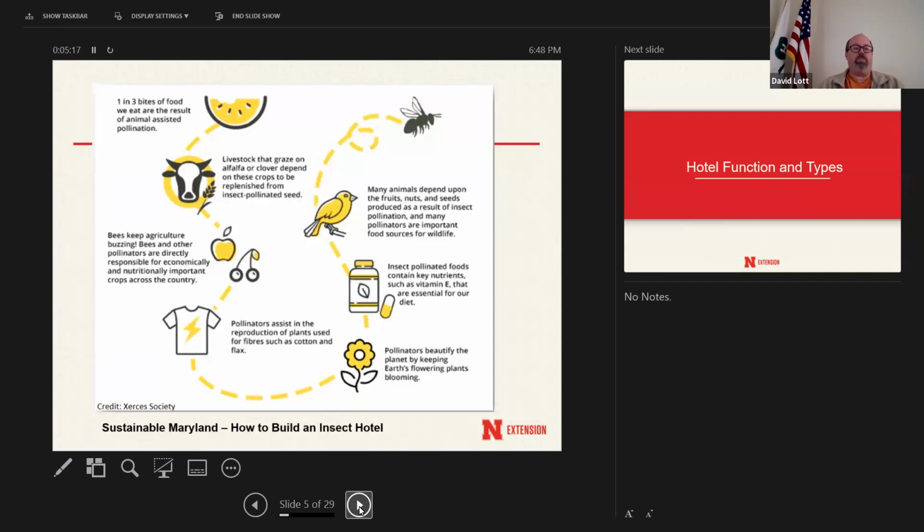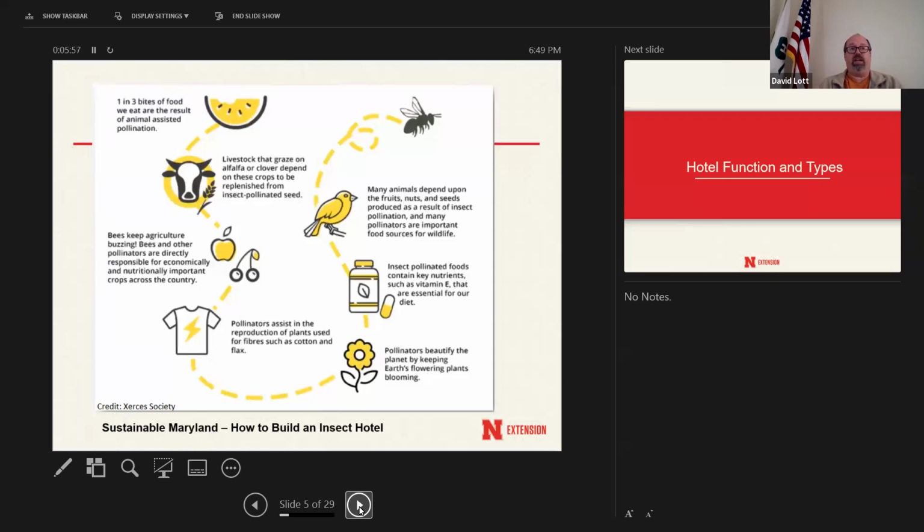It talks about how one in three bites of food that we eat are a result of animal-assisted pollination. Livestock that graze on alfalfa or clover require those insect-pollinated crops for them to graze on, which we've talked about in Nebraska. We need to make sure that we have healthy pollinator populations to help sustain our ability to graze cattle in the state. Bees keep agriculture buzzing. Bees and other pollinators are directly responsible for economically and nutritionally important crops across the country. Some of those crops are very high value crops.